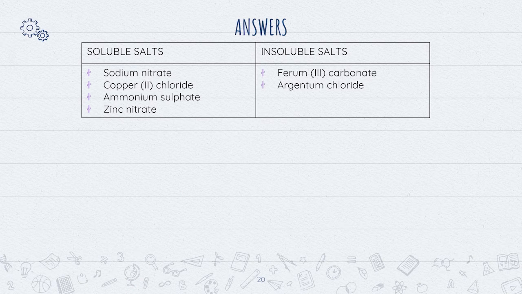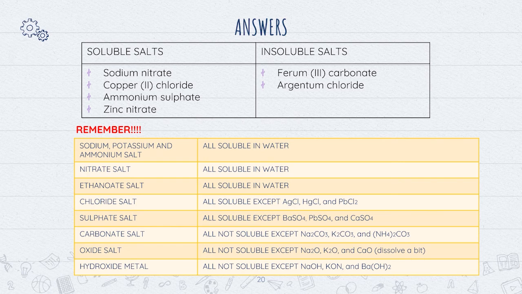For more detail, we can look at this table. For sodium, potassium, and ammonium salts, also nitrate salts and ethanoate salts, all the salts are soluble in water. But chloride salts have their own exceptions. We have argentum chloride, mercury chloride, and lead chloride, which are not soluble in water. Also the sulfate salts, carbonate salts, oxide salts, and hydroxide metals.